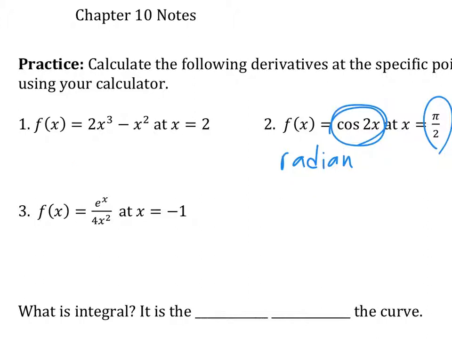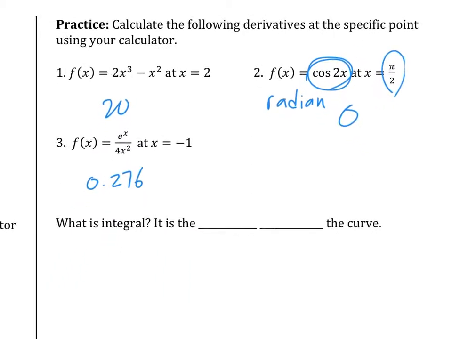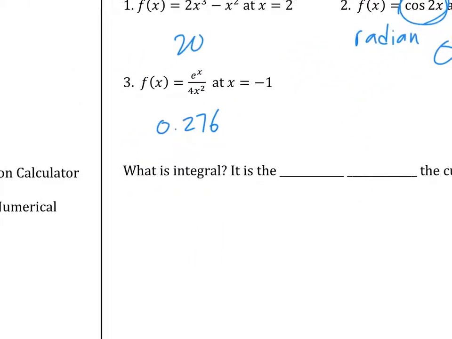Okay, so the answer is 20, 0, and 0.276. And then also from this point on, please get used to rounding to 3 decimal places. At least 3, okay? All right, next, that was derivative. Now let's go ahead and do integral.